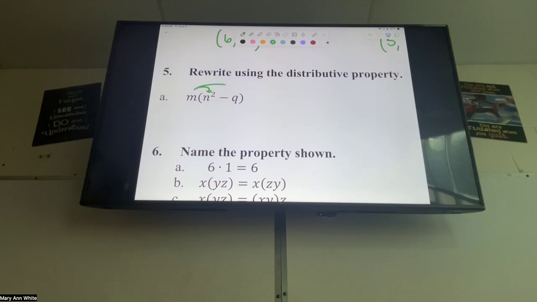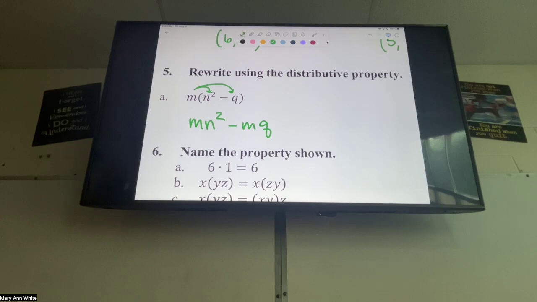Good. Kind of like shoot those arrows in, right? So m times n to the second is just mn squared. And then m times -q is -mq. Does it matter if you write -qm? Is that the same thing as -mq?